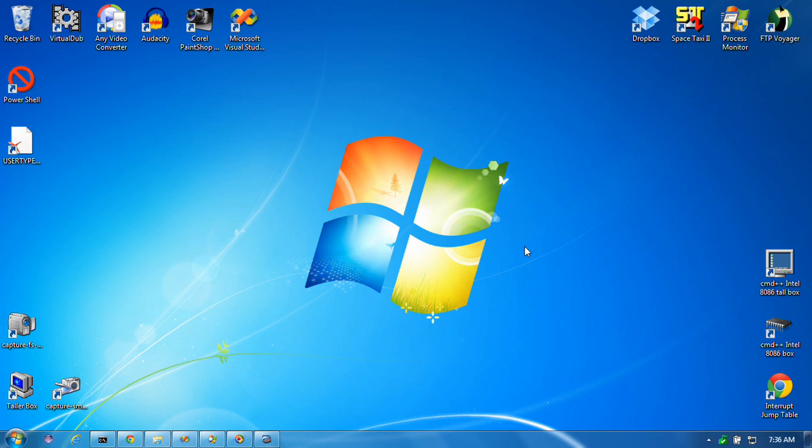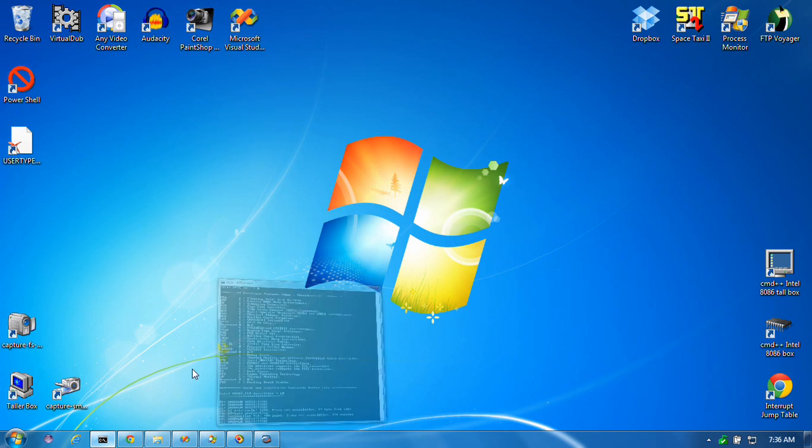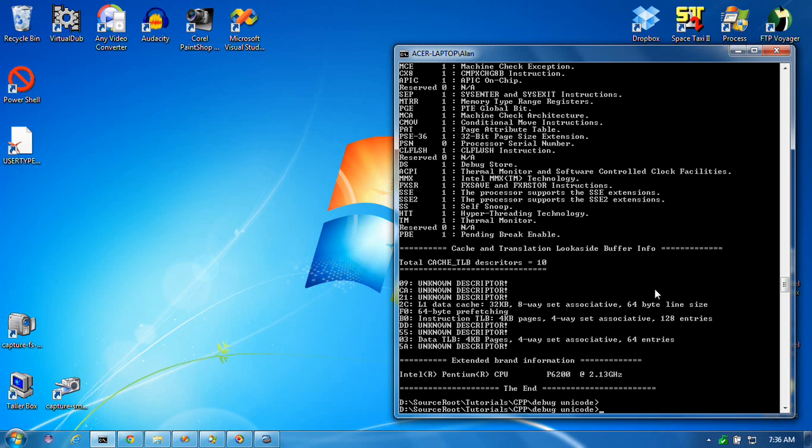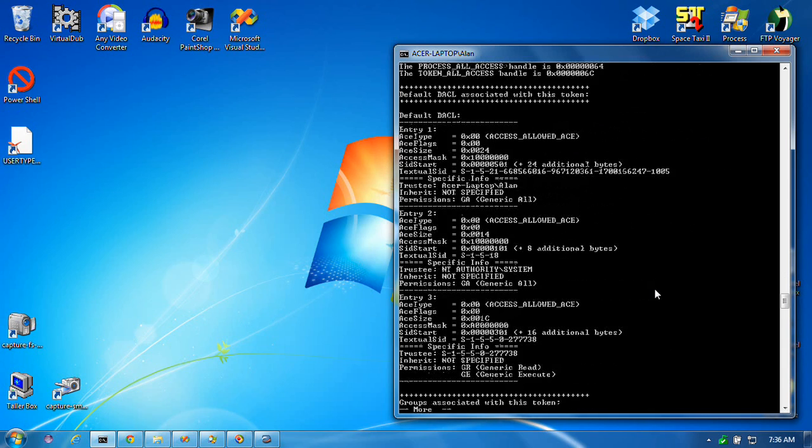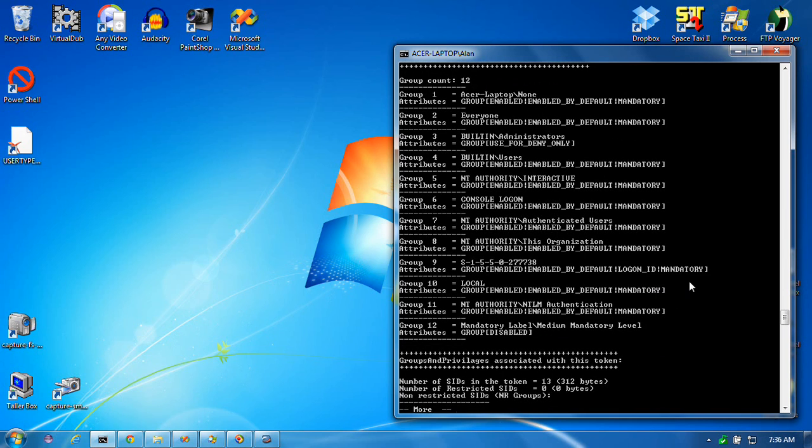It really does look as though the model is the corporate model I mentioned before and the office network. You'll notice, I'm going to run that program again. One of the groups mentioned in my process token is called This Organization. Okay?